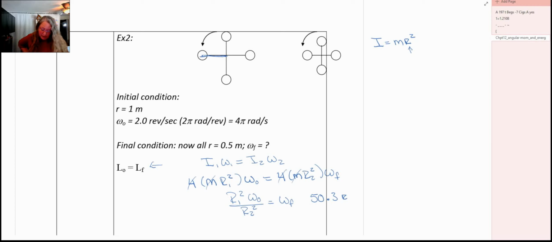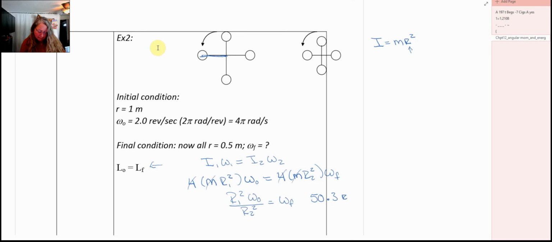All right, so let's compare our final omega to our initial omega. I told you it was 4 pi, or about 12.6 radians per second, compared to 50.3 radians per second. So decreasing that radius, pulling those masses closer to the axis of rotation, does indeed speed this thing up a considerable amount.